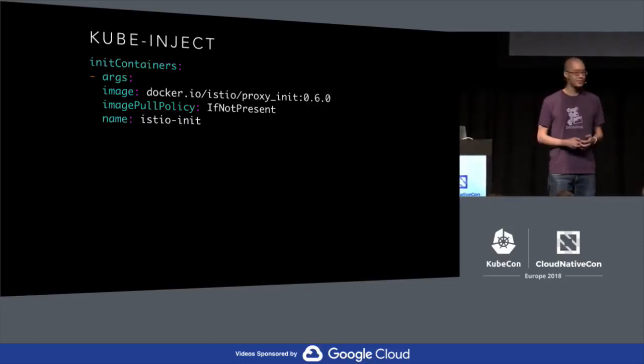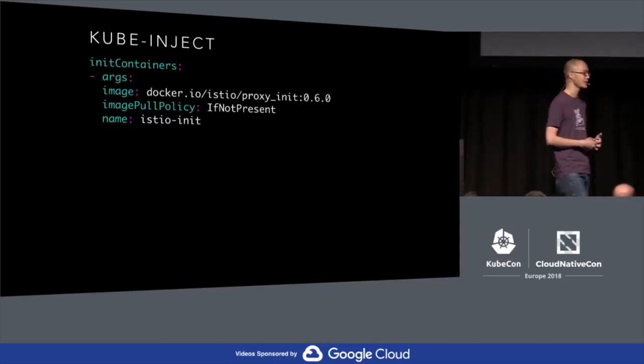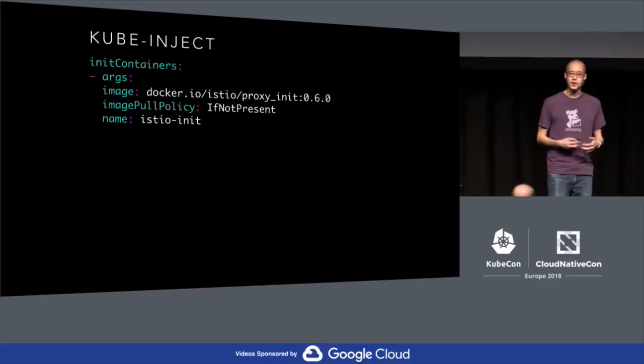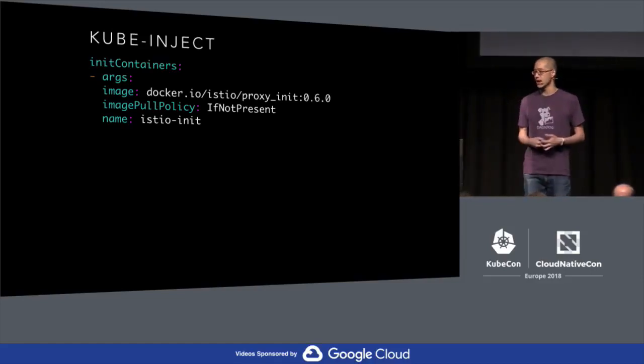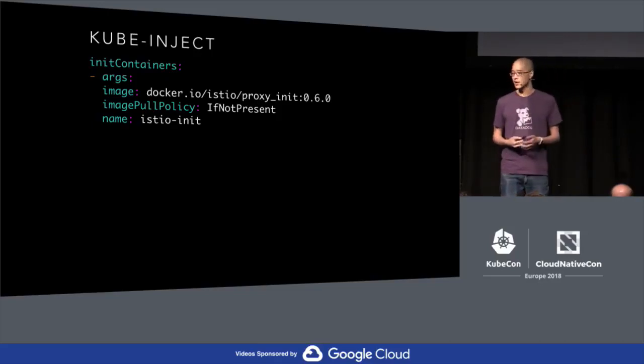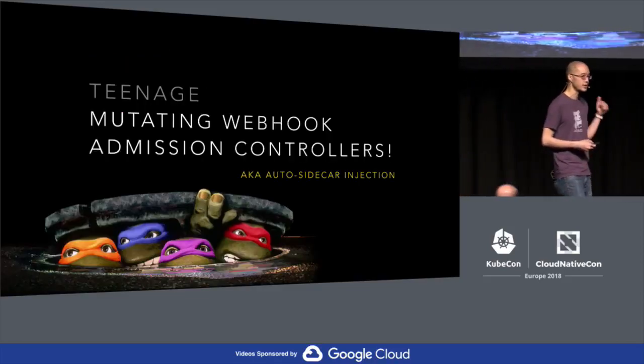So what's it actually do? Well, it is pretty benign. It adds a bunch of other stuff that Istio needs, but when it boils down to it, this is what it actually does. And it's really just adding an init container to run that sidecar for Envoy.